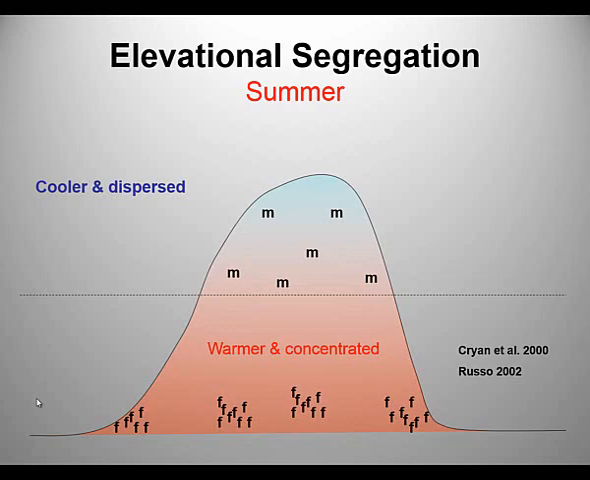They can go out and forage every night, but then spend nearly every day in torpor. So the cooler the place they can find, the more energy they can save. So they tend to be dispersed and in higher elevation sites.